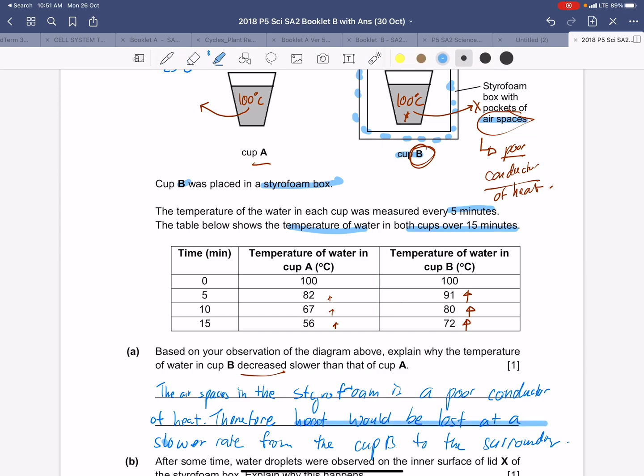Okay, I cannot stress this anymore. Whenever you talk about heat gain, heat loss, you must always tell me from where to where. If it's a heat gain, where did I gain my heat from? For example, from the sun to the water. If it's a heat loss, where is it lost from? Oh, from the water from cup B, the heat is lost to the surrounding.